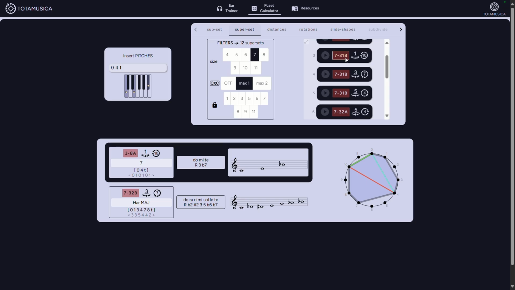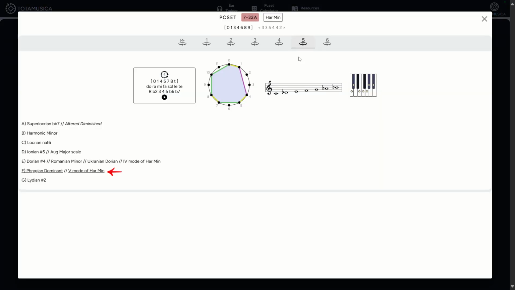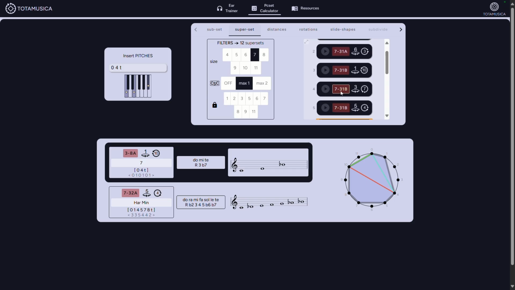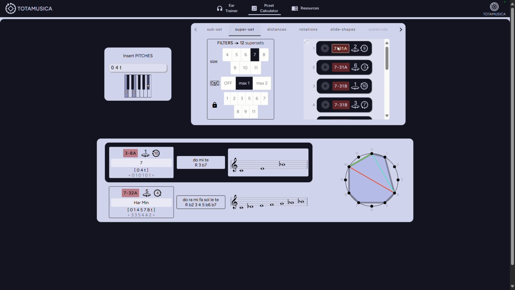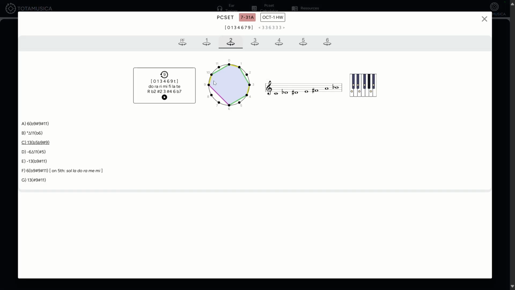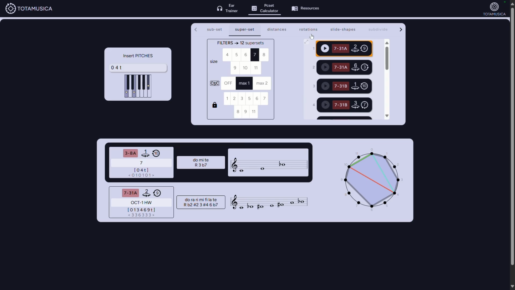The 6th result corresponds to a 7-32A harmonic minor heptachord, which is a rotation of the traditional harmonic minor scale. By selecting this result, we find it represents the 5th mode, often called Phrygian dominant. Results 5 through 1 all refer to an octatonic superset, specifically the one known as diminished half-step whole step. Let's set this topic aside for now.